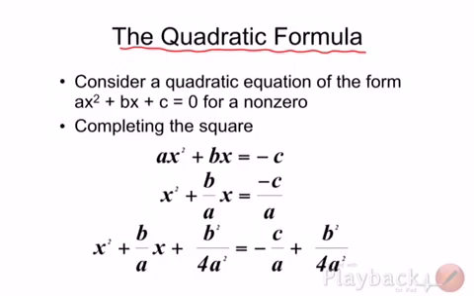So it's again for quadratic equations. Consider a quadratic equation in the form ax squared plus bx plus c is equal to 0, for a being non-zero. You don't want your a value to be 0, because then that would no longer be a quadratic.